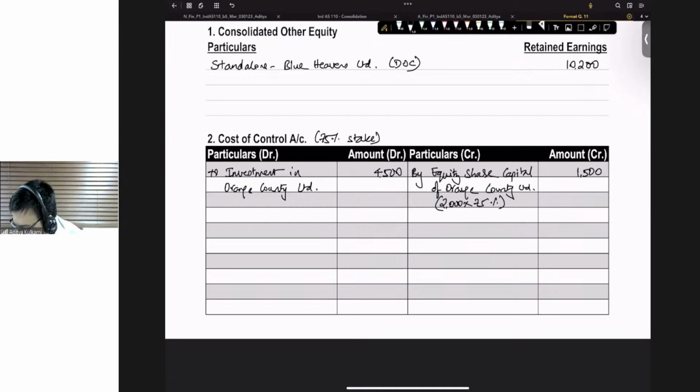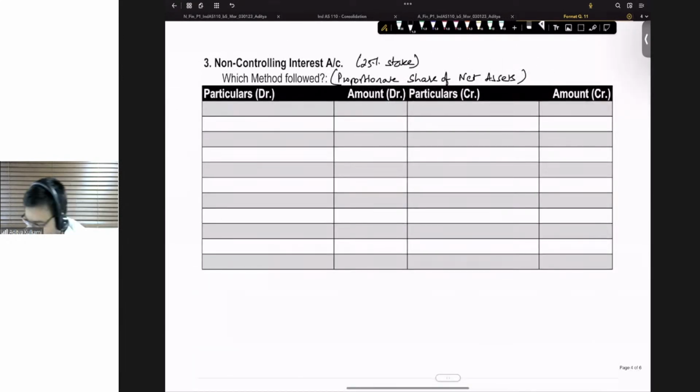What you cannot take as a balancing figure, fair value of assets is given. Can't we take it as a balancing figure? Which one? I'm not able to understand. Just let me know, Soham. Okay.